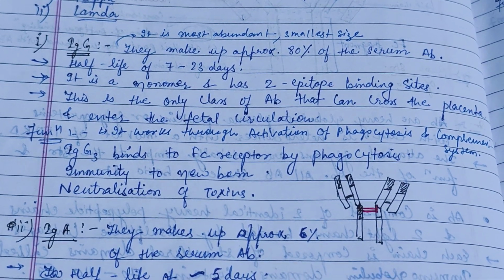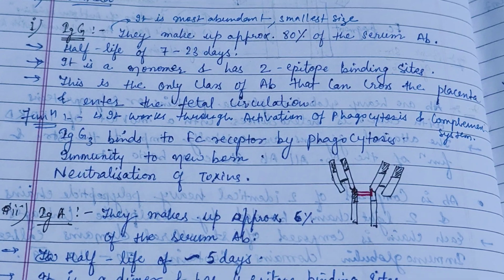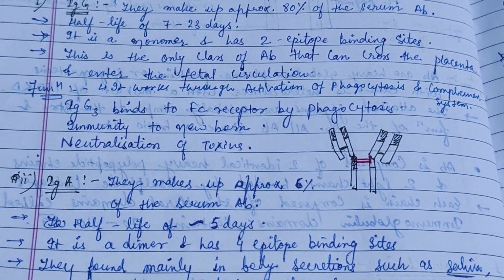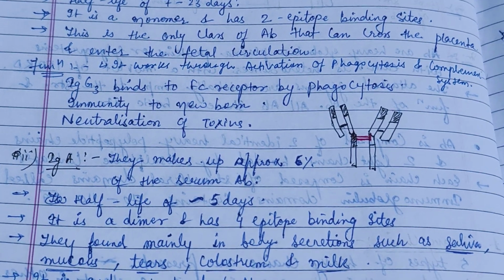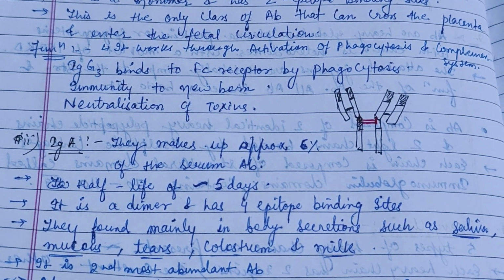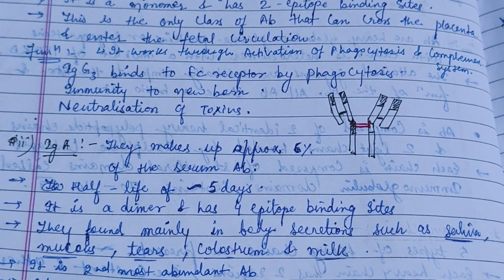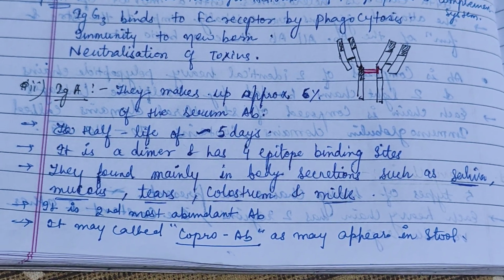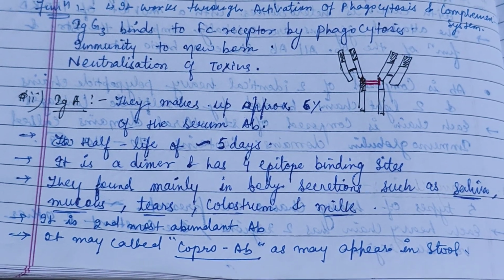Immunoglobulin G is the most abundant and smallest in size. They make up approximately 80% of the serum antibody and have a half-life of 7 to 23 days. IgG binds to the Fc receptor for phagocytosis, gives immunity to newborns, and neutralizes toxins. So this is the figure of the IgG.